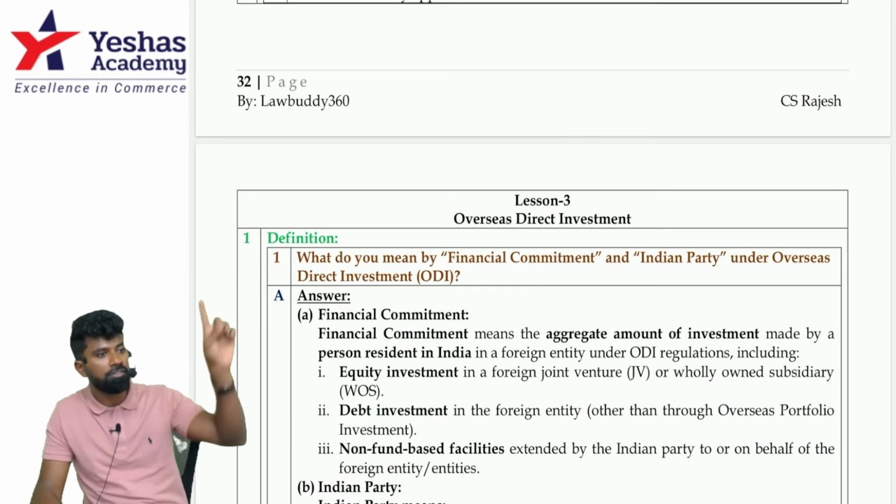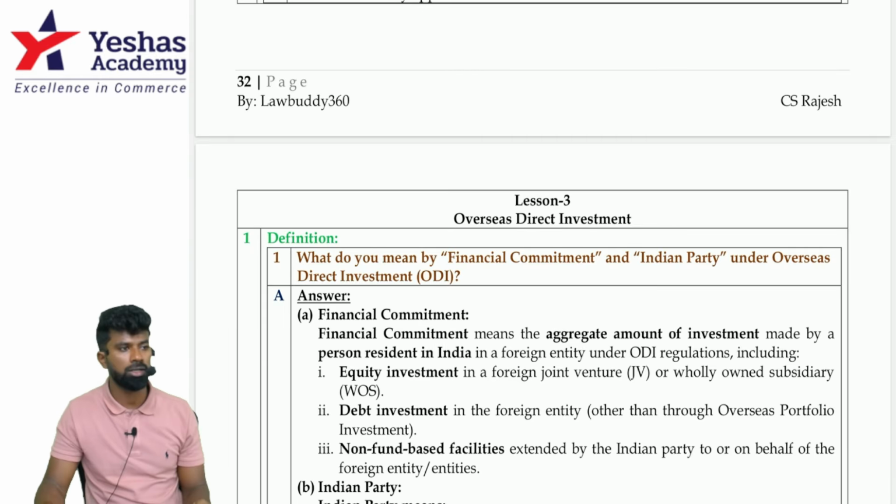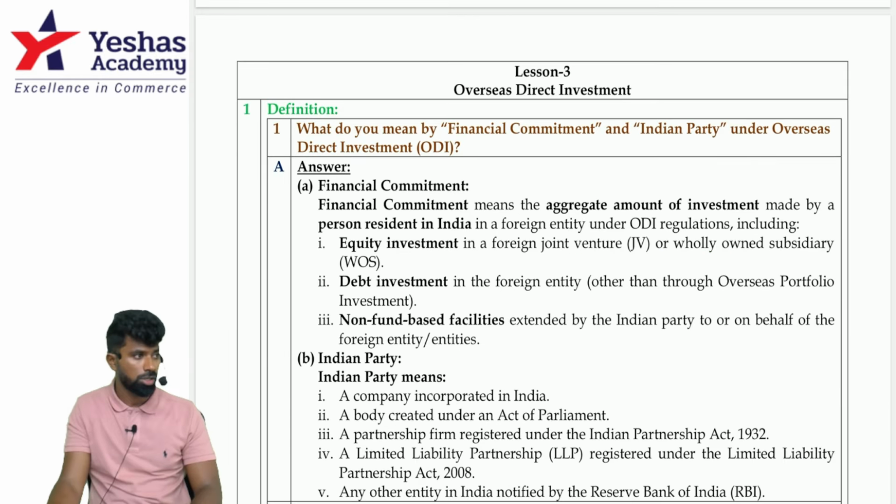Now I want everyone to focus. We're going to read each and every point. साथ में पढ़ाई करेंगे. ठीक है? Let's start. First question. Concentrate.